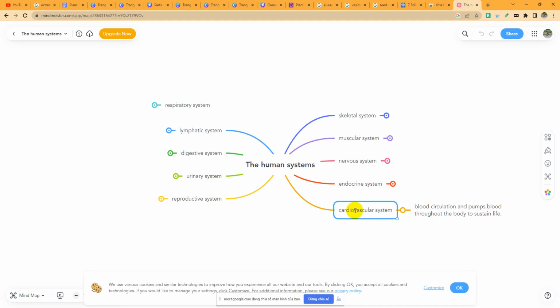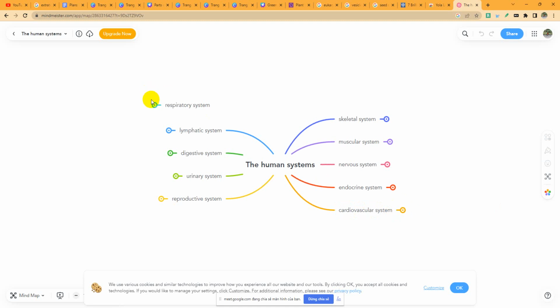And the cardiovascular system is not only in charge of circulating the blood, but also of transporting all the essential nutrients inside the human body, such as oxygen, water, and nutrients we've absorbed from the food that we consume every single day, to all the parts of our body. And also, of course, the heart and the cardiovascular system overall are responsible for pumping blood throughout the whole body to sustain life. So that's the cardiovascular system.